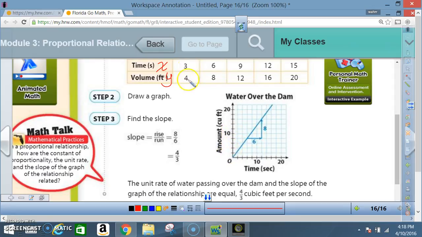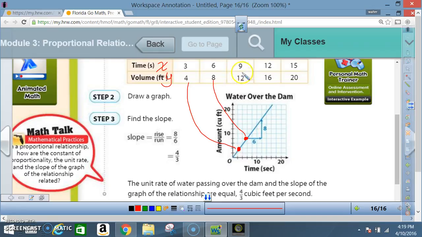So once again, our first values are 3 and 4. X is 3, y is 4. That's about right there. All right, so that's 3 and 4. Our next value is 6 and 8. So x is 6, 2, 4, 6. Y is 8. That's going to be about right there. Once again, 2, 4, 6, 8.